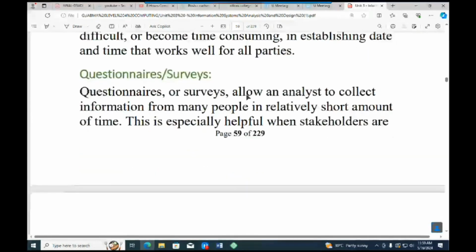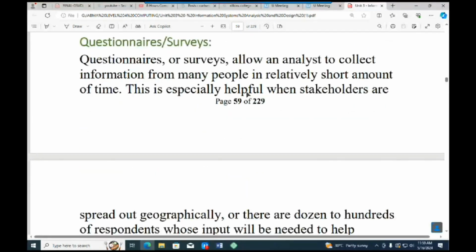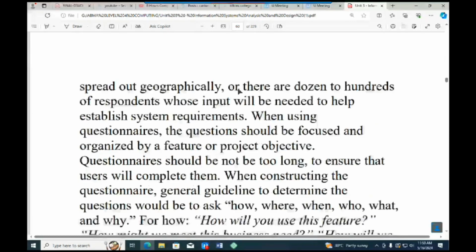Enough with interviews. I want us to move to the next technique, which is questionnaires. Questionnaires are also referred to as surveys. Questionnaires or surveys normally allow the analyst to collect information from many people in a short period of time. This is also useful when you are collecting information from stakeholders that are located in different positions geographically, or if you have hundreds of respondents whose input you need to help in establishing the system requirements.